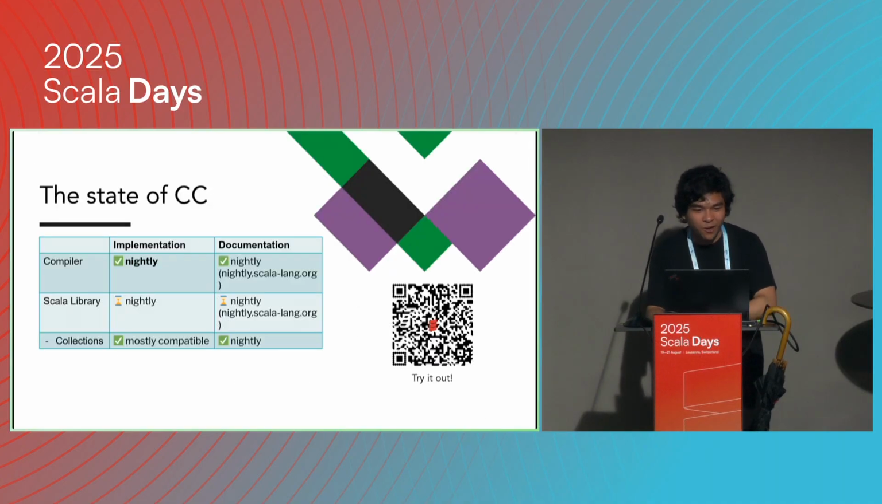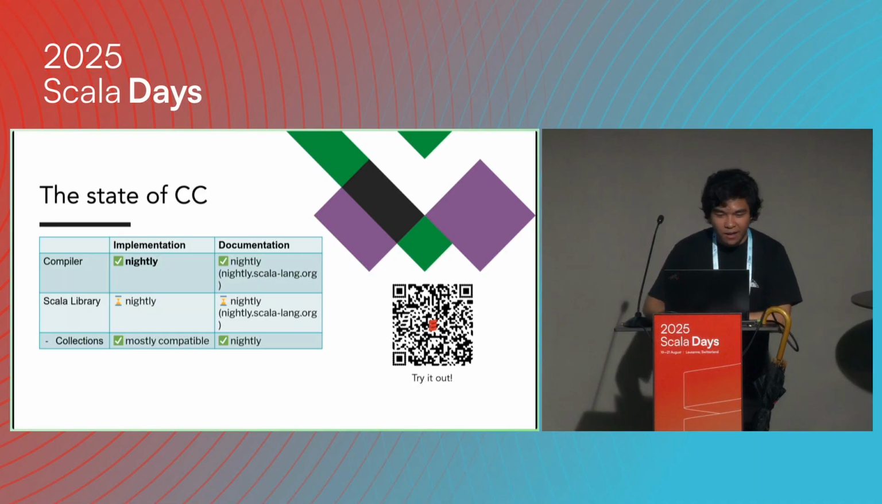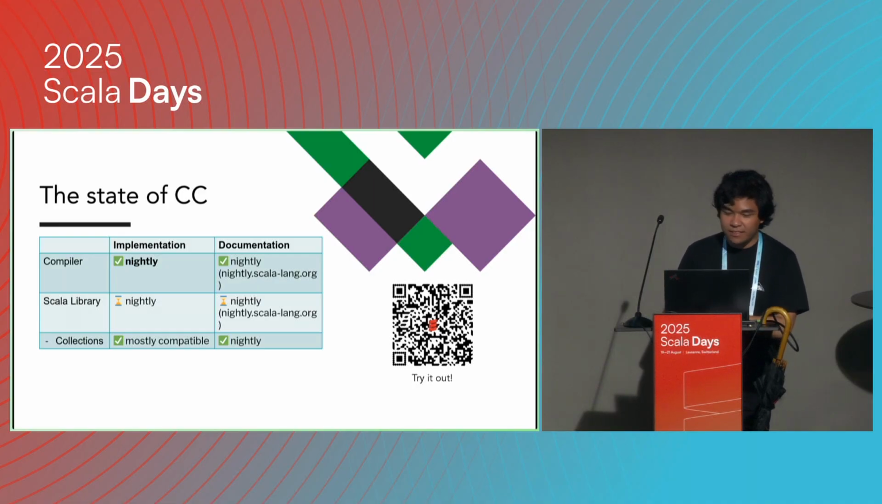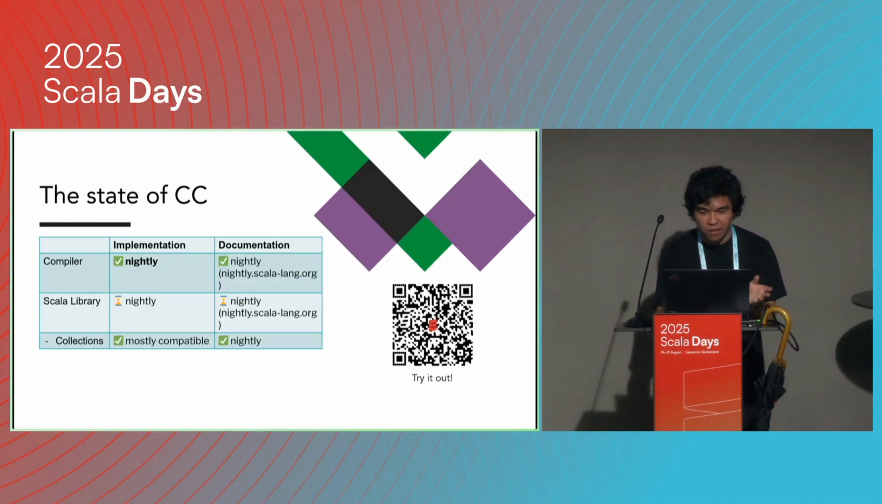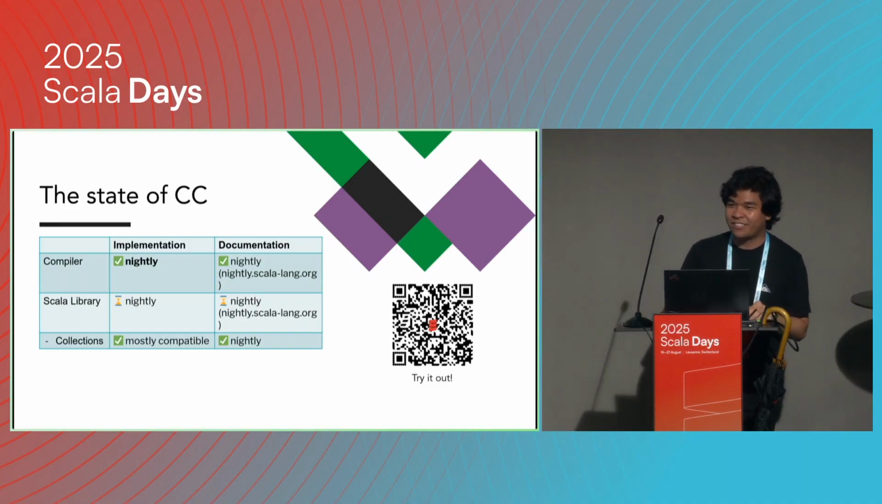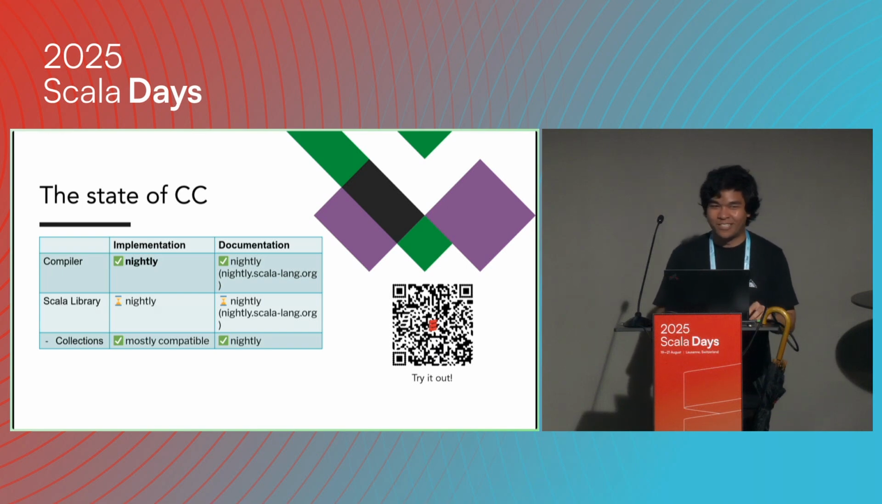And worth trying. And so back to our state of CC, we have the collections. It's actually not mostly compatible anymore. It's fully compatible now. And of course, documentation is unlikely. Oliver has shown you that iterators have capture sets in the documentation, which means you can kind of trust it now.